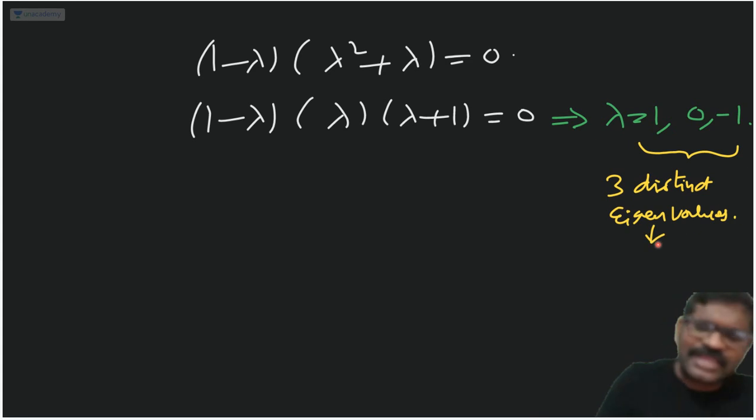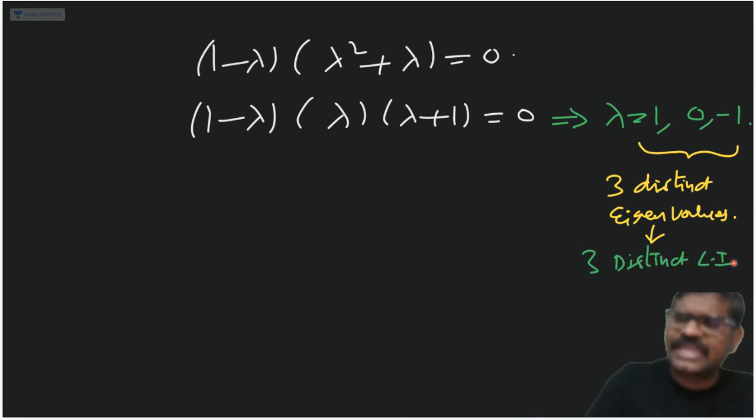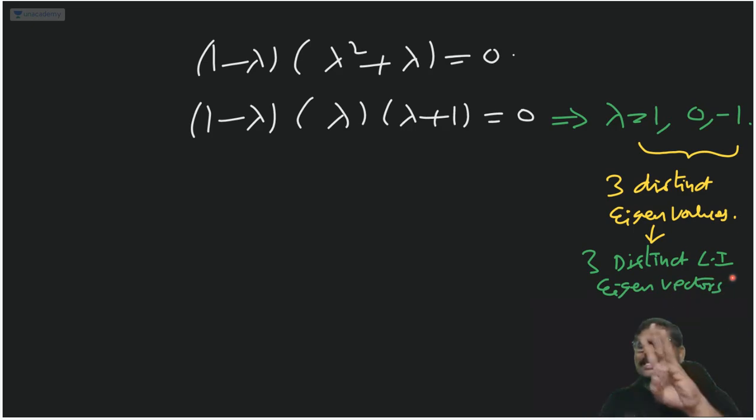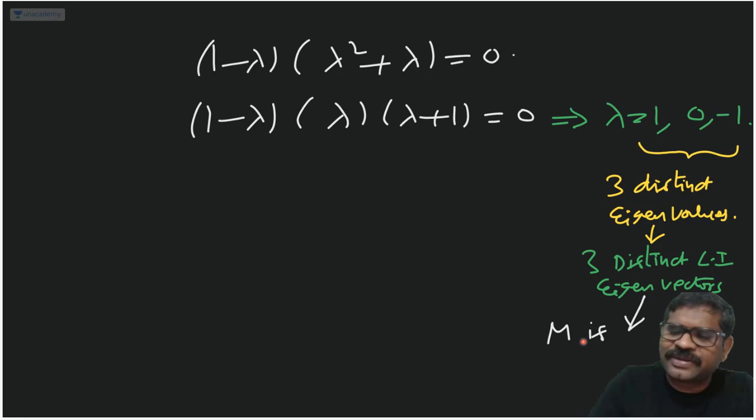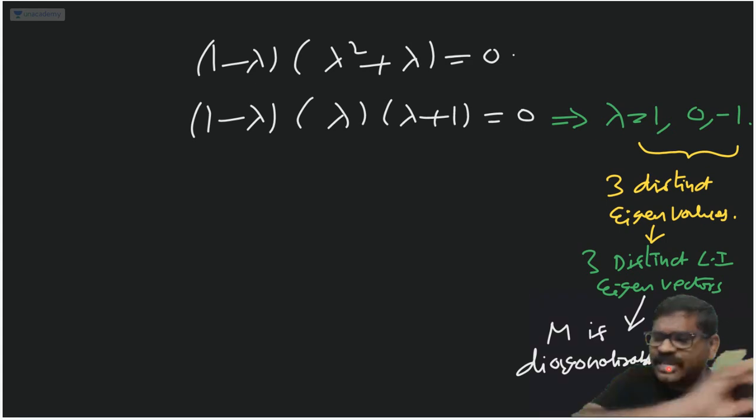If you have three distinct eigenvalues, compulsorily you have three distinct linearly independent eigenvectors. If you have three distinct eigenvalues, 100% you have three distinct linearly independent eigenvectors. Therefore, the matrix is diagonalizable. M is diagonalizable. One statement is clear.